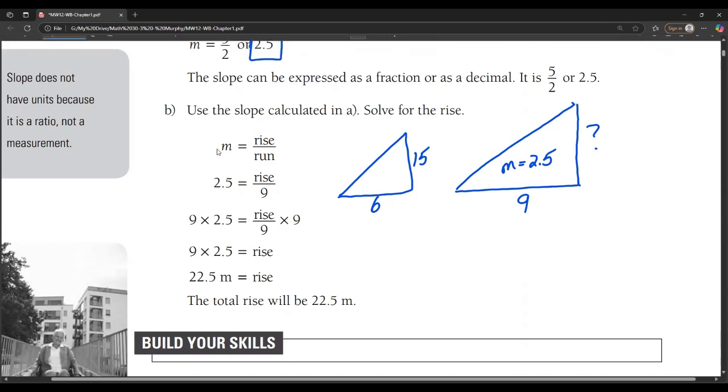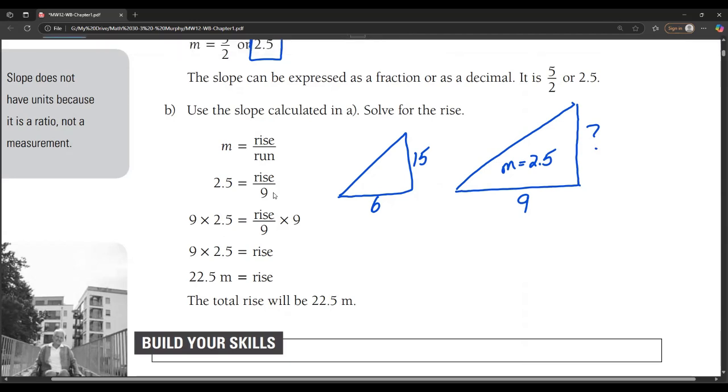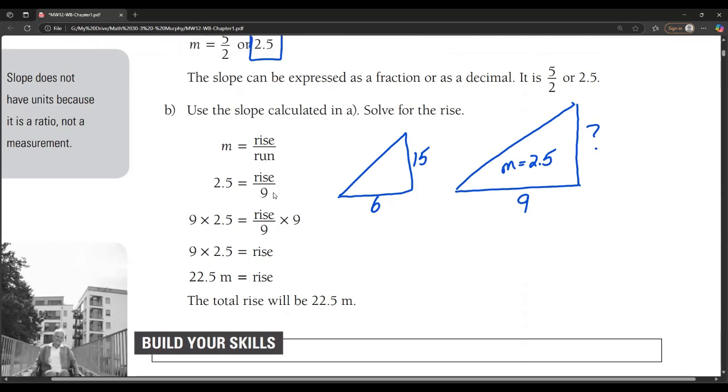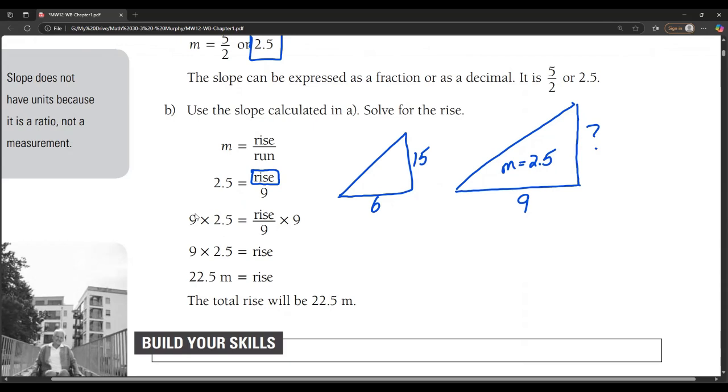Okay, so all you're going to do is replace the symbols with the numbers that you have. So replace m with 2.5 and run with 9. And this is going back to junior high math here. So to get rise all by itself, you have to get rid of this 9 on the bottom here. And we always do the opposite. So if it says divide by 9, you multiply each side by 9. So the opposite, and make sure you do both sides. And what that does is crosses it out.